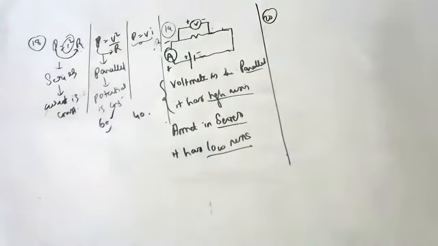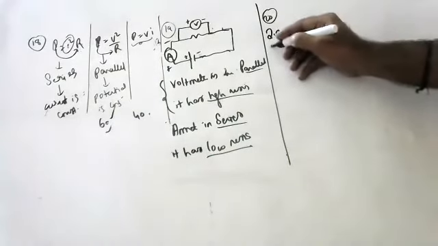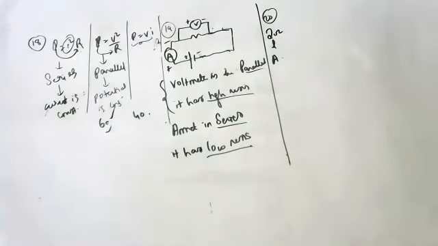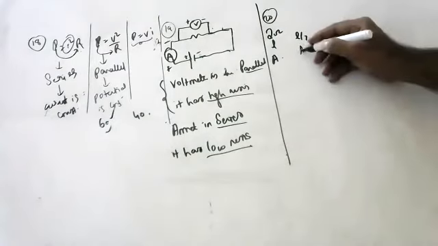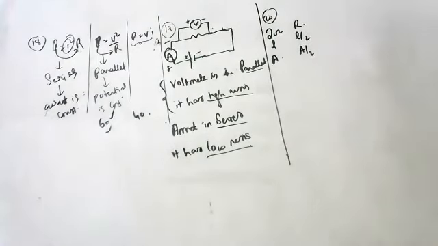Okay, 20th question, children. A wire of given material, length L and area of cross section A, has a resistance of 2 ohms. Find the resistance of another wire of the same material but having length L by 2 and area A by 2. What is the resistance of this wire?